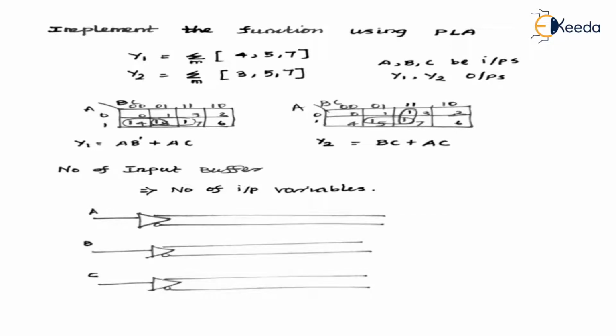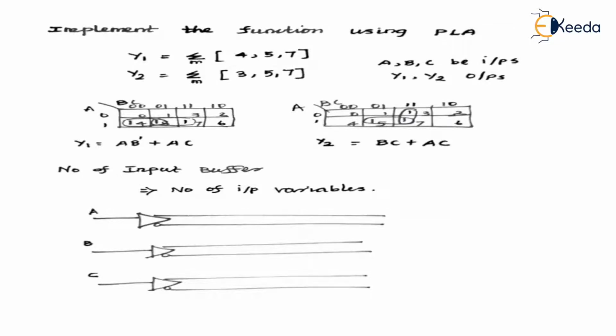We will see what is that programmable, because I keep on saying my AND array is programmable and OR array is programmable. We shall see through an example. Only then it will be easy to understand the PLA. PLA is so easy to understand. Suppose the question is: implement the function using PLA.